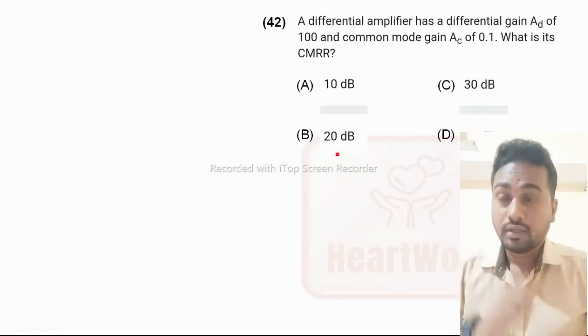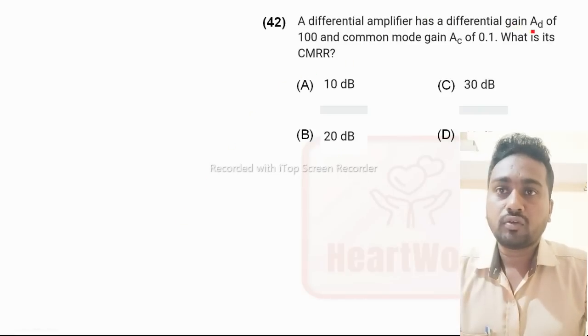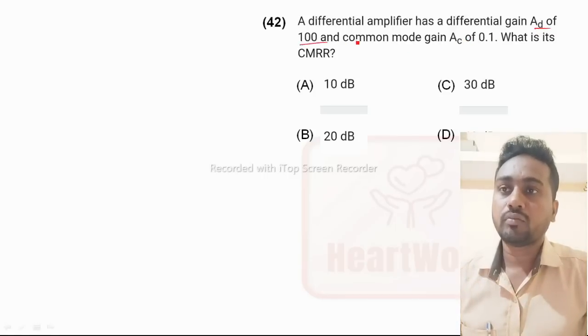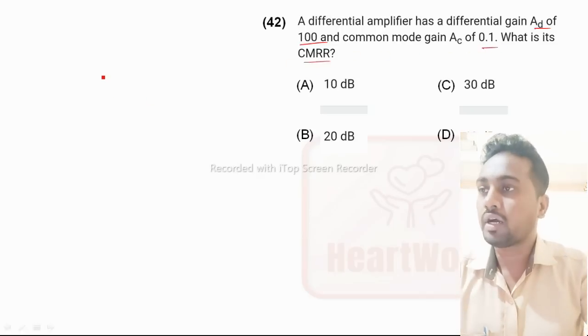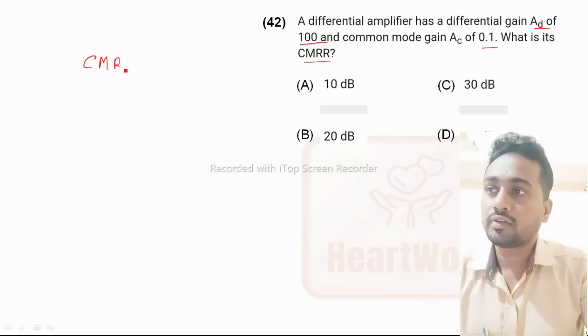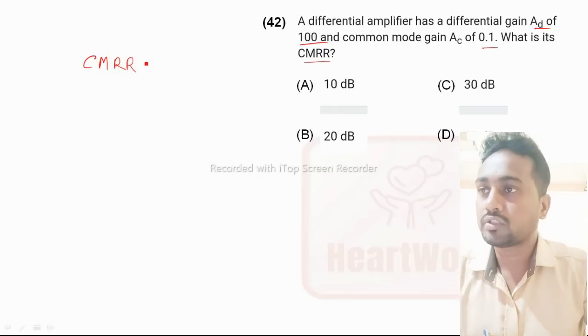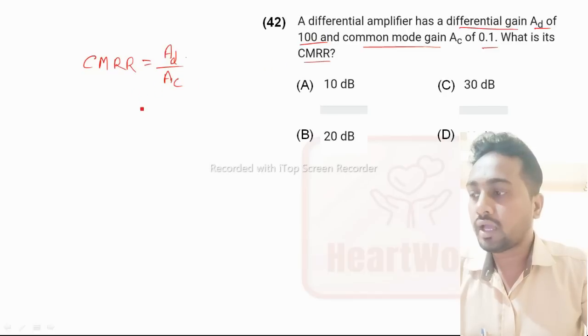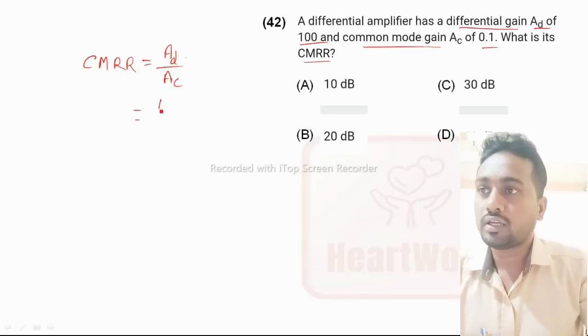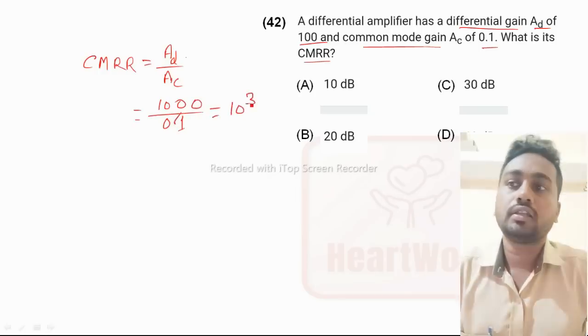Okay, next. A differential amplifier has a differential gain AD of 100 and a common mode gain of 0.1. What is the CMRR? CMRR means common mode rejection ratio, and this ratio is AD by AC, where AD is called differential gain and AC is called common mode gain. Here the differential gain is given as 100 and the common mode gain is 0.1. We calculate from here, it comes to 1000, so we can write this as 10 to the power 3.